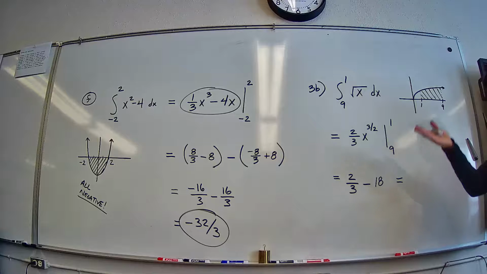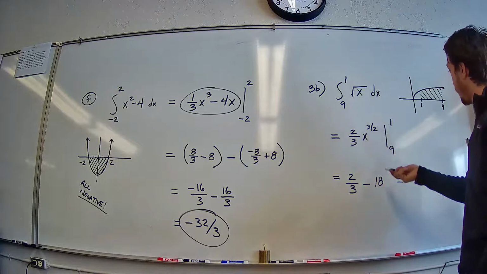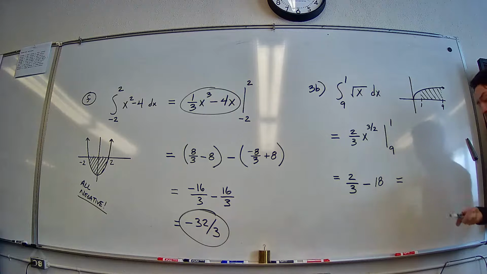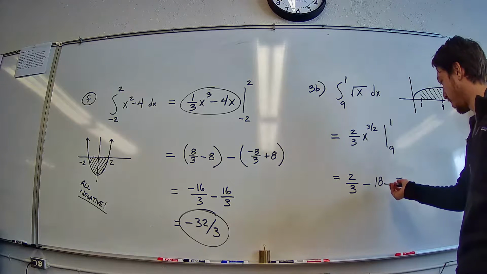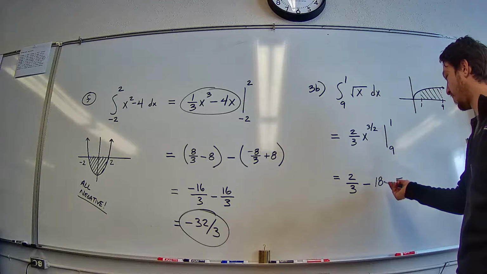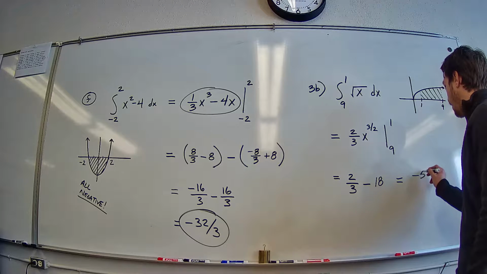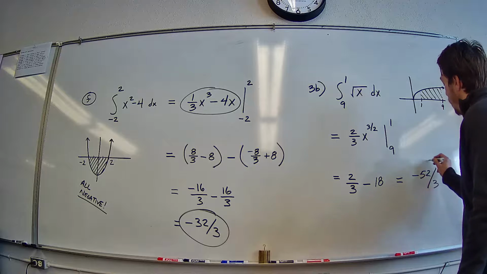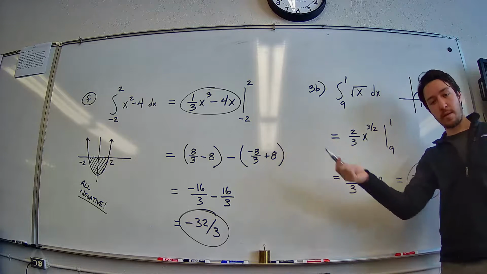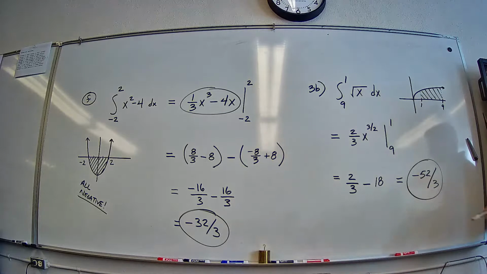As you can see, the moral of the story is that all that happens is you get the opposite of what the answer would have been. So 18 minus 2/3, what is that, 54 over 3 minus 2 over 3, 52 over 3. Negative 52/3. So what's this area? This area is positive 52/3. So if you just go backward on the integral, you get the opposite answer.